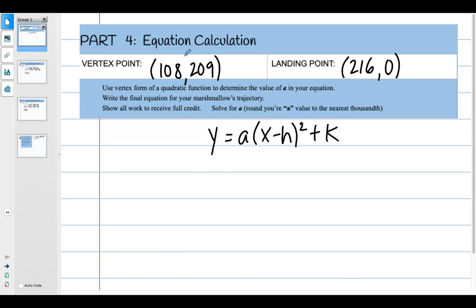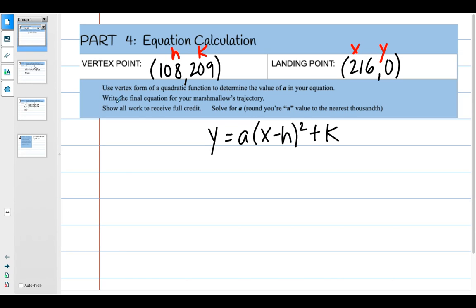So what we need to do is remember our vertex. That's going to be our h and our k. And our landing point, that's going to be our temporary x and our temporary y. And we're going to plug everything that we know into this equation, y equals a times the quantity x minus h squared, plus k, so that we can find this a value.